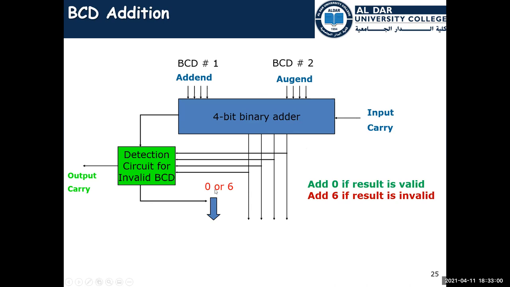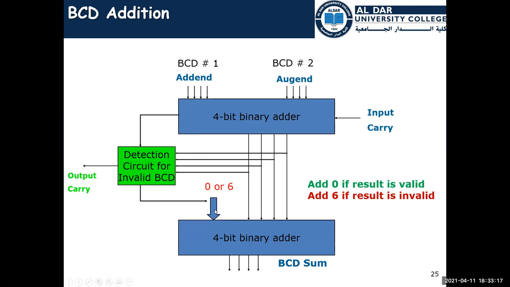According to the detection, we can see whether the output is greater than nine or not. If it is greater than nine, we add six. If it is less than or equal to nine, we can leave it or add zero to it. Then we have another 4-bit binary adder to get the correct sum. It's like we have two stages of addition. The first one adds the two BCD digits, and we check the output to see if it needs a correction. If it needs a correction, we add six. If it doesn't, we add zero. And this is the addition circuit that makes the correction.